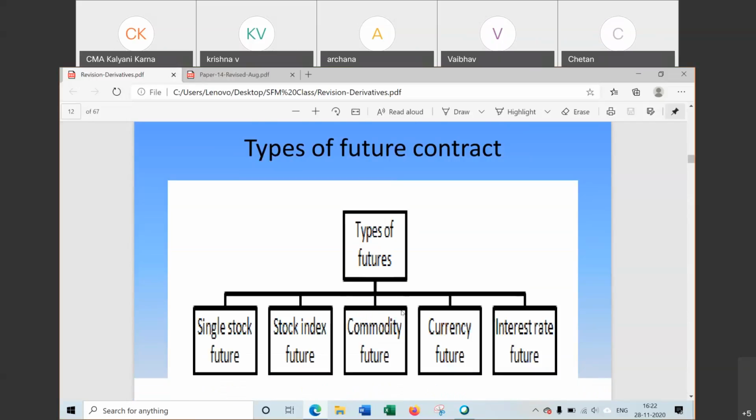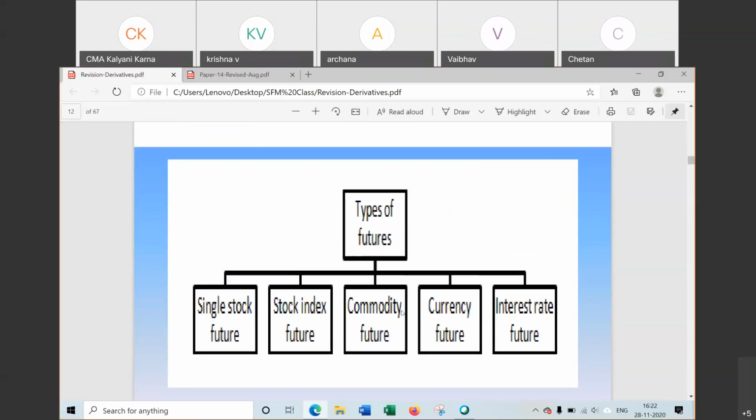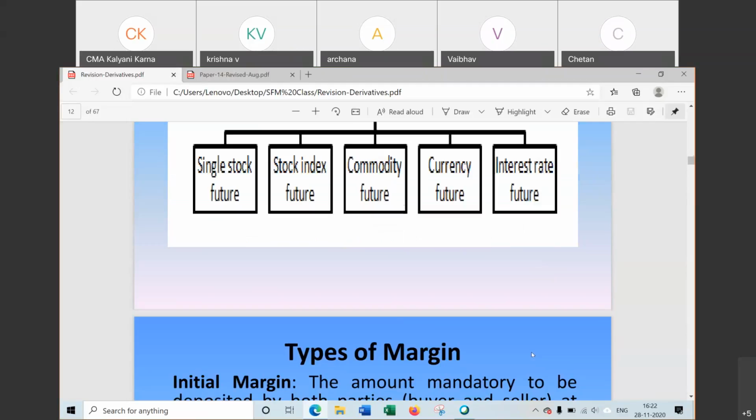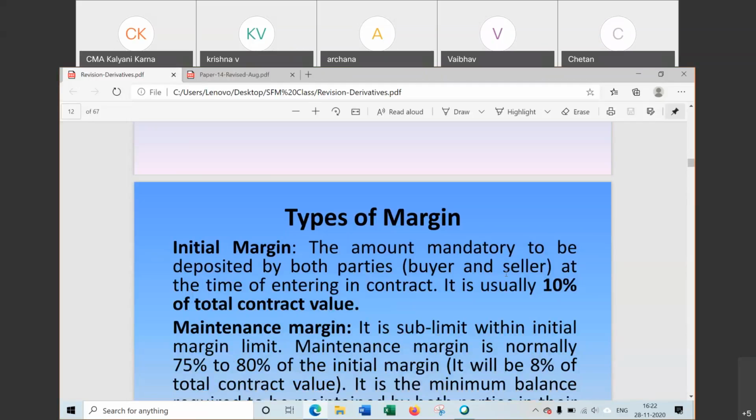Now what are the types of margin? And types of future: stock future, index future, commodity. We can trade for the commodity, currency and interest rate. Now what are the types of margin?